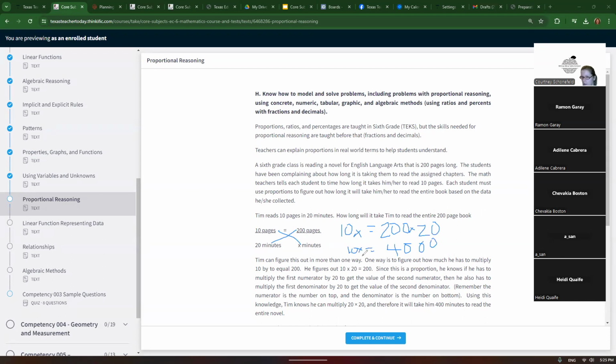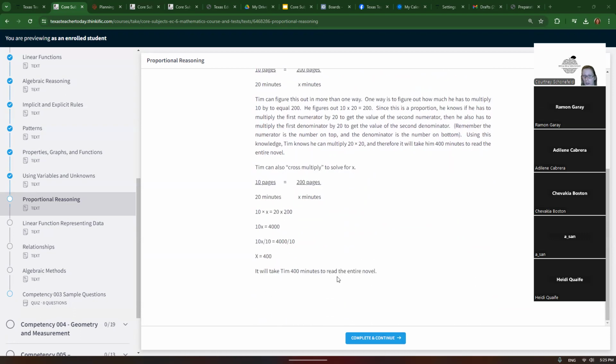Then all I have to do is divide each side by 10, right? And when you divide by 10, all you have to do is cross out a 0. So I'm left with x equals 400. So it would take him 400 minutes to read the whole novel, right? So that'll help him budget his time. That's a real world way to use math and figure out how long your homework is going to take you, right? So here's the math worked out also, but I did it live. So it will take him 400 minutes to read the novel.